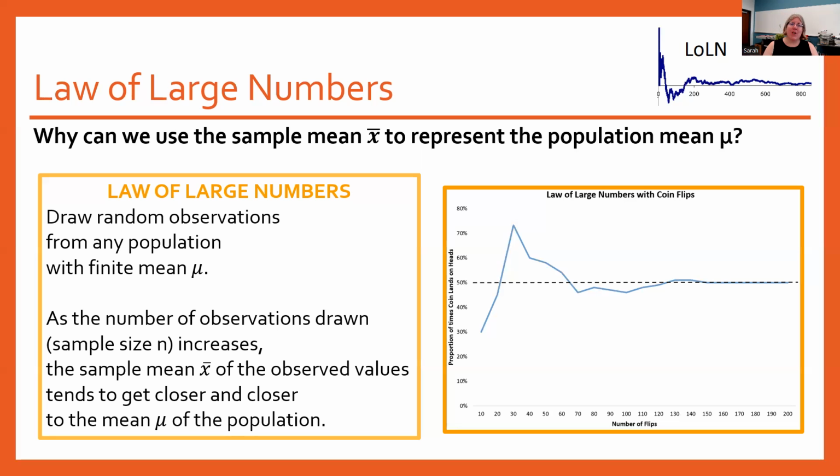And so the law of large numbers allows us to do is, with that sampling distribution, we can replace the mean mu with the mean from our sample.